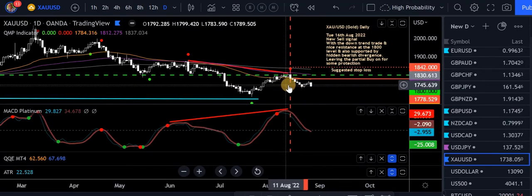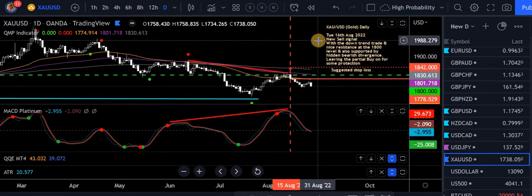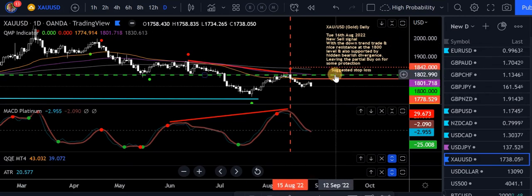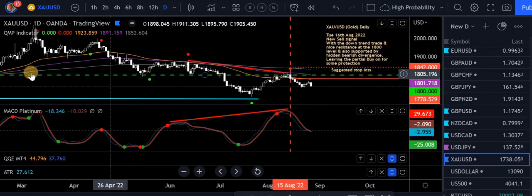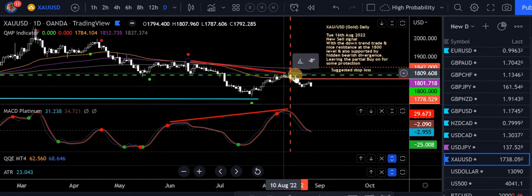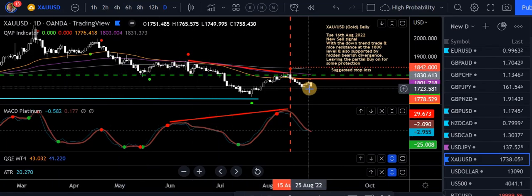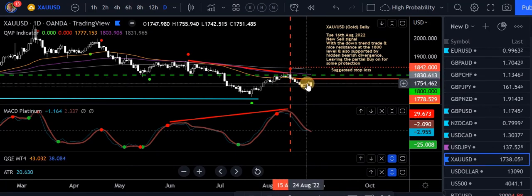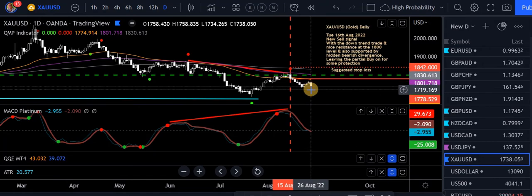Right, gold. We're going to sell from the Tuesday, the 16th of August. This level here is the 1800 level. It's a big number on gold. It's a big support resistance level. Seems to be a sticking point. We're going okay here. It went down nicely, and it's popped back up during the week. Then Friday's dropped back down again.